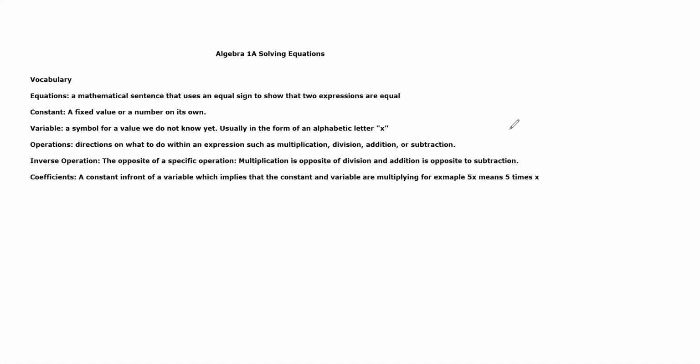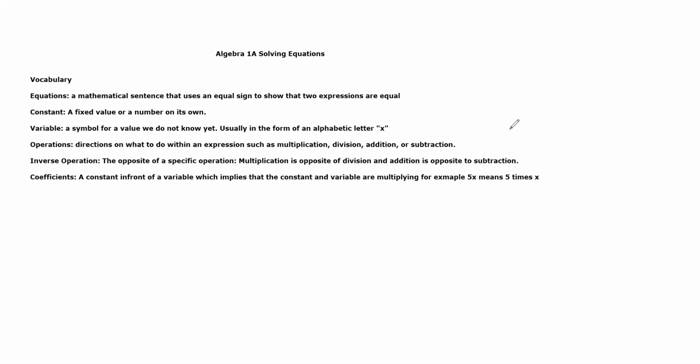Inverse operation: inverse just means the opposite. So an inverse operation is just the opposite of a specific operation. We're going to use this term a lot throughout this lesson, so I need you to know what it is and write it down. Multiplication is the opposite of division, because when you multiply 3 times 3 to get 9, in order to get the original number back, you need to divide 9 by 3, and you get 3 again. That's why they're opposites. One undoes the other. The same thing with addition: it is the opposite of subtraction. Those are two things that you need to know.